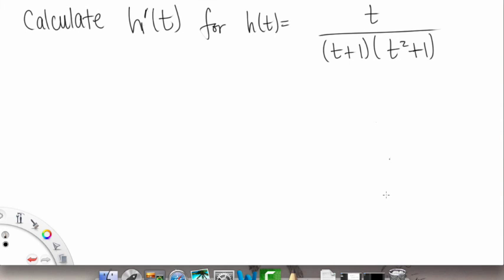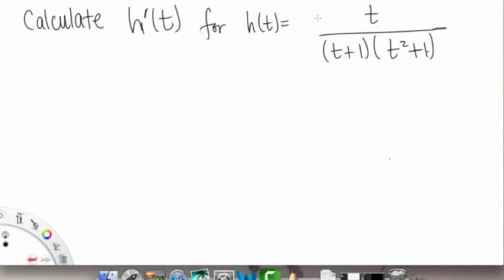Okay, for this question, we're going to calculate h prime of t for h of t equal to t over (t plus 1) times (t squared plus 1). So here we kind of have two things going on. We have a fraction, so we're definitely going to use quotient rule, and we have some kind of multiplication going on on the bottom of groups of things. So we might have both going on here.